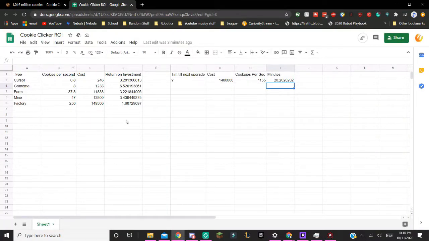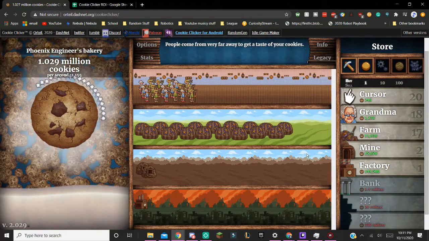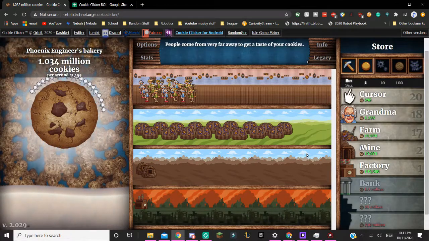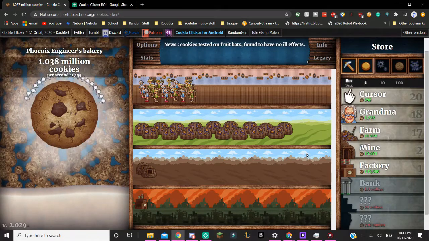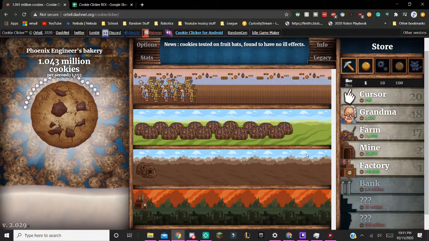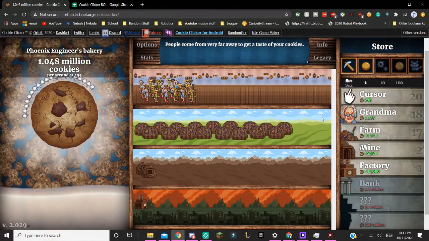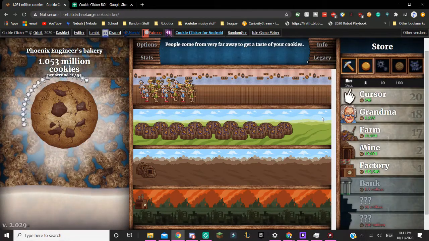So I have this spreadsheet here, which helps to explain how it's done. The important thing about Cookie Clicker, or any sort of clicking game, is this concept of return on investment. So what is return on investment? It's the amount you get for what you give. And this has really different, kind of arbitrary values. In this case, we're looking at the cost per type.